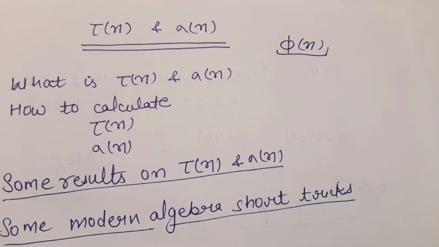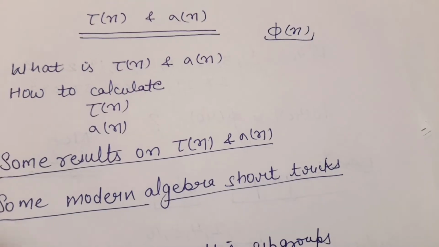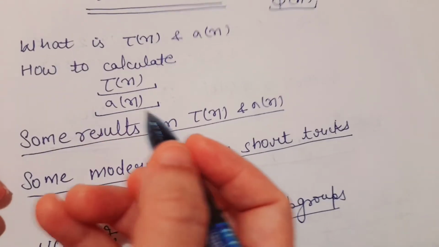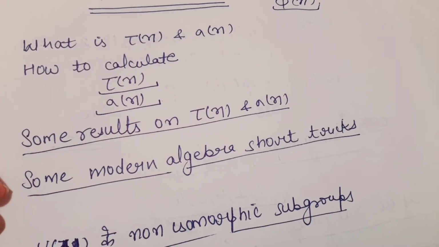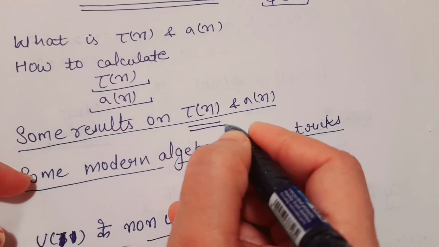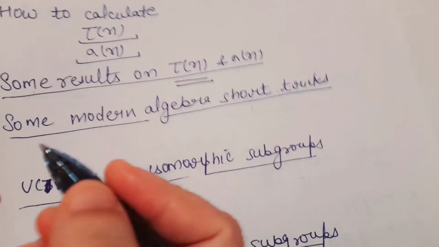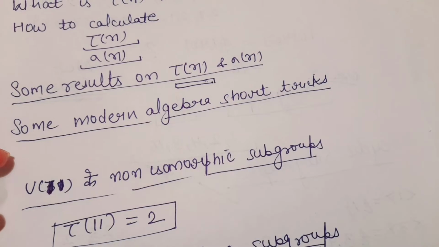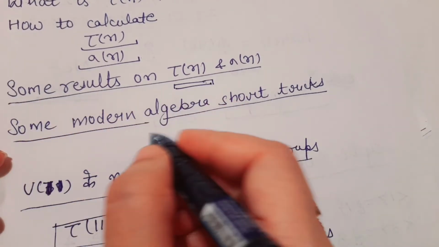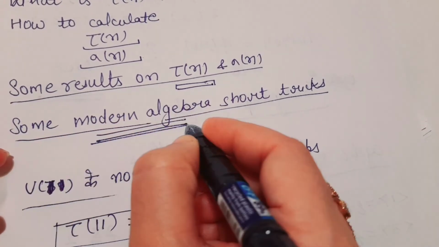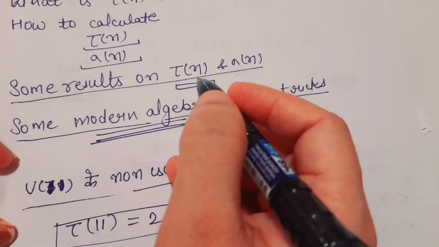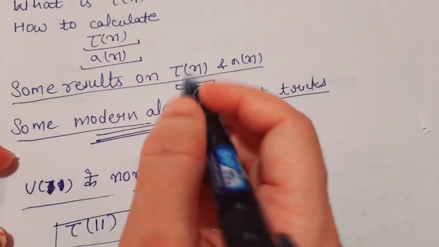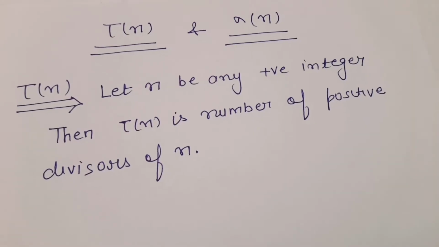So in today's video we will see what these two functions are and how we can calculate them, and then we will see some results on these functions. These are some short tricks for finding tau n easily, and then we will see some short tricks on modern algebra where we can use these functions tau n and sigma n, and we can calculate many things with these two functions. So first of all we will start with tau n.